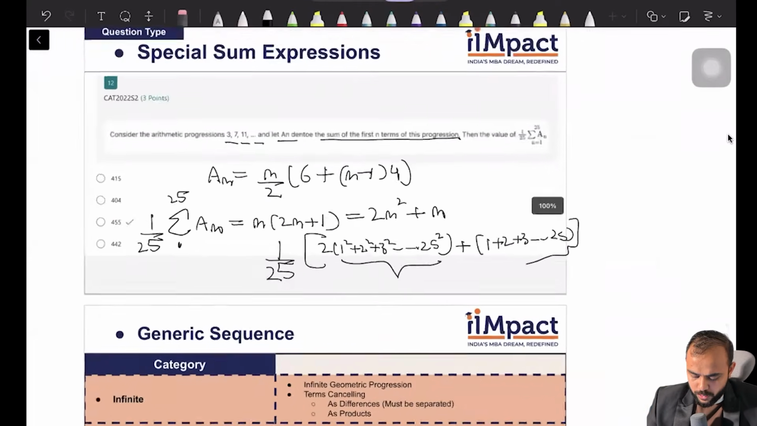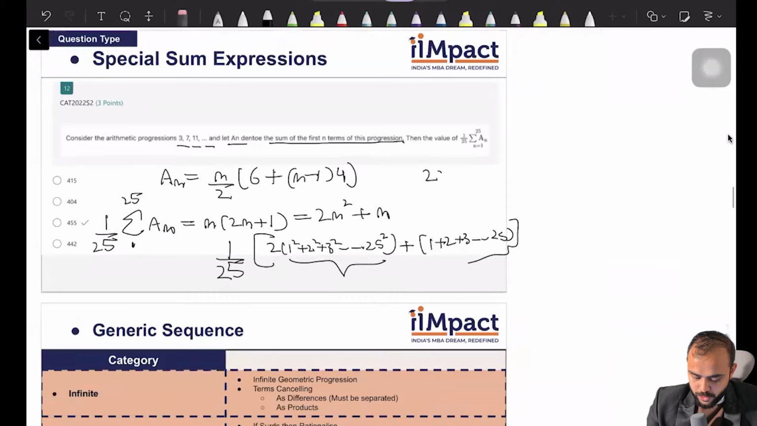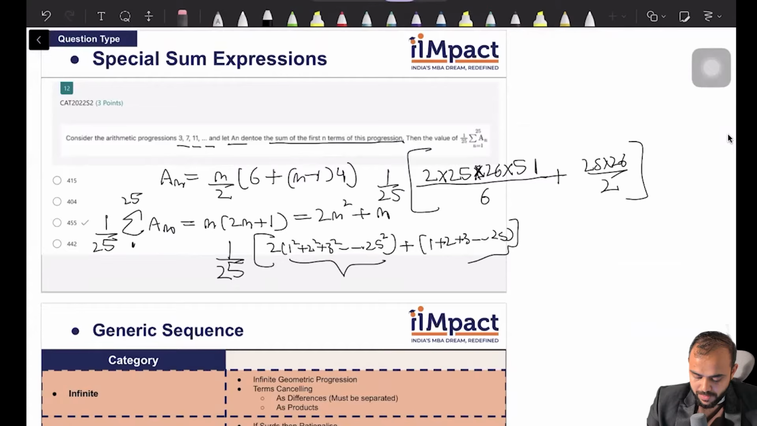So now what you will do is you will just put the values here: 2 into n into (n plus 1), that is 26, into (2n plus 1), that is 51, divided by 6, plus n into (n plus 1), that is 25, into 26 by 2, and this entire thing divided by 25. 25 you will cancel, then you will simplify this further and finally arrive at your answer.